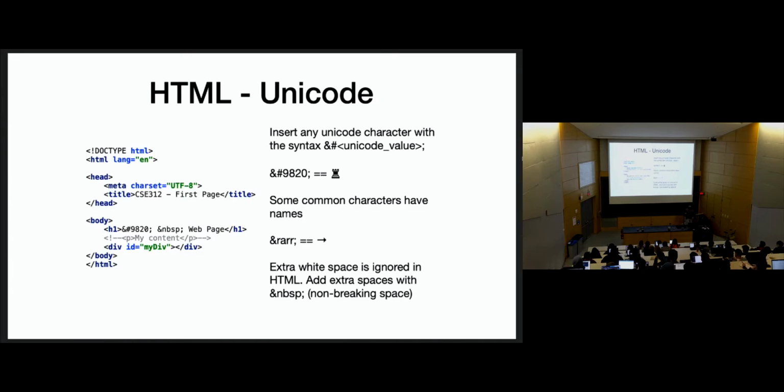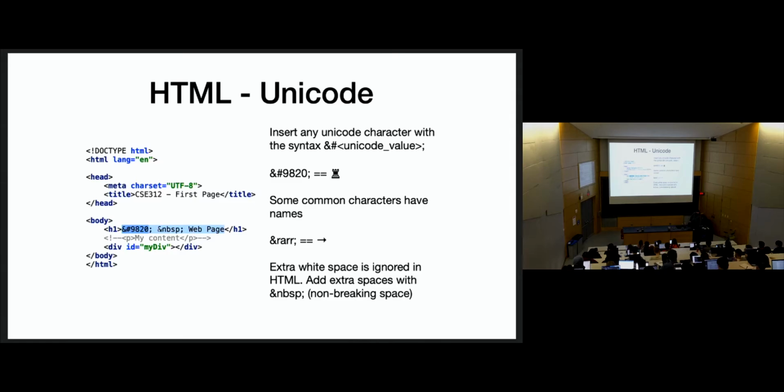We can put Unicode directly in our HTML. We can either cut and paste the characters directly, that's fine, or we can use the escaped characters if we give the hex code using ampersand, hashtag, and then the hex code. This being a 2-byte character, the bytes 98 in hex and then 20 in hex is going to be this rook character. We can embed that directly using the escaped Unicode.